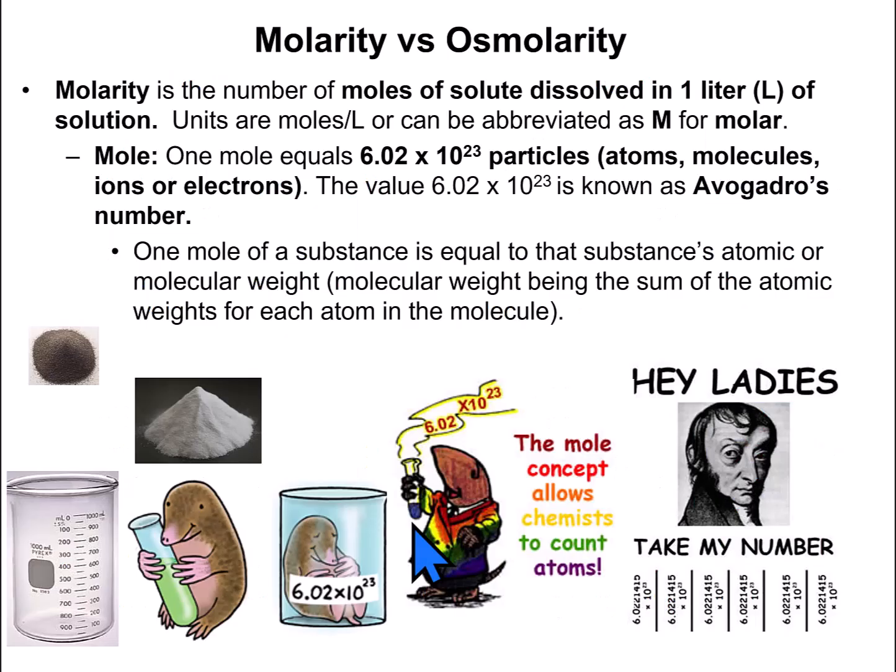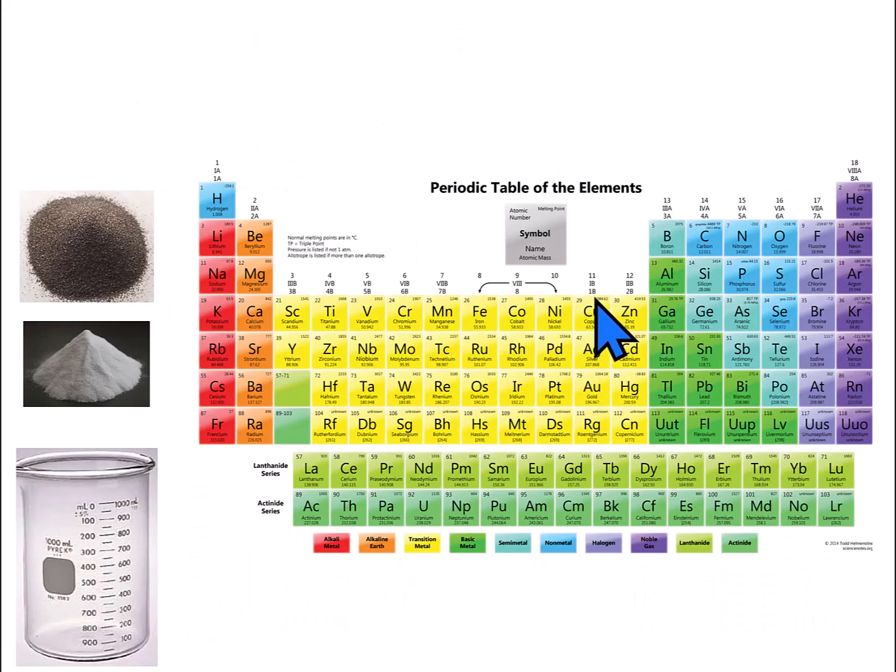When you look at molarity versus osmolarity, molarity is the number of moles of solute dissolved in 1 liter of solution. Units are moles per liter, or can be abbreviated as capital M for molar. A mole just equals 6.02 times 10 to the 23rd particles. These particles could be atoms, molecules, ions, electrons. The value of 6.02 times 10 to the 23rd is known as Avogadro's number. So 1 mole of a substance is equal to that substance's atomic or molecular weight, molecular weight being the sum of the atomic weights for each atom in the molecule. And we use the periodic table in order to get these atomic weights.